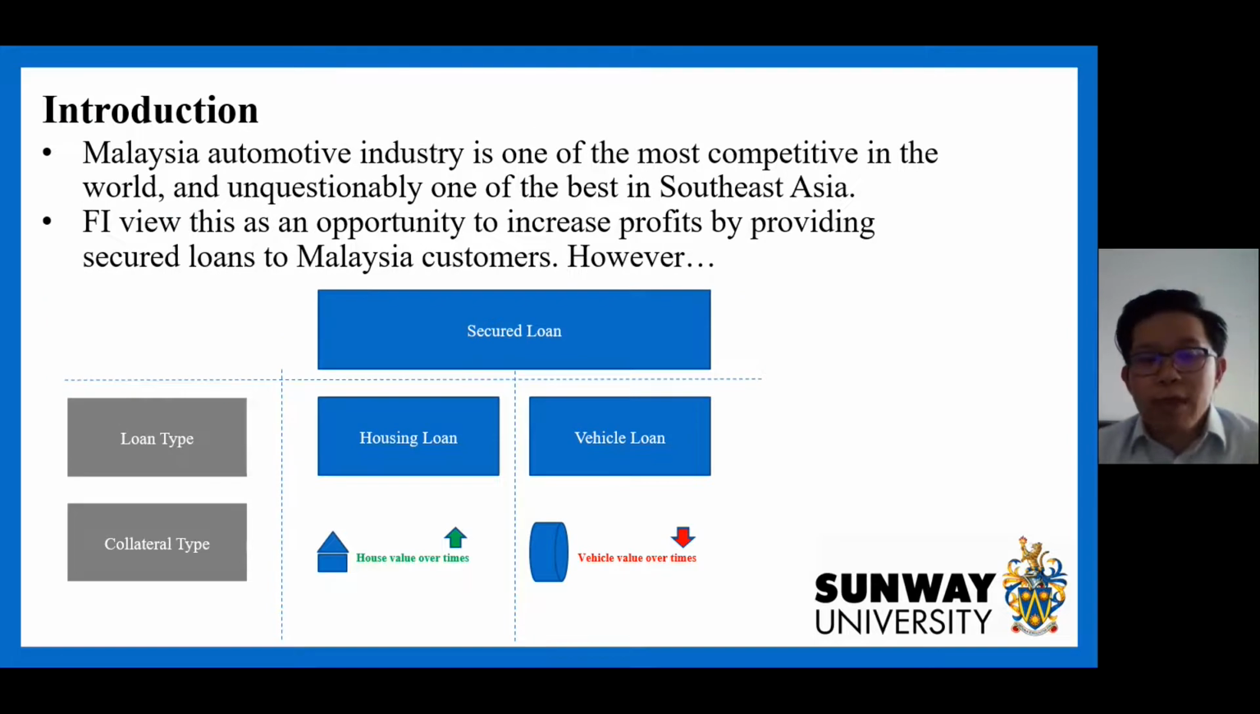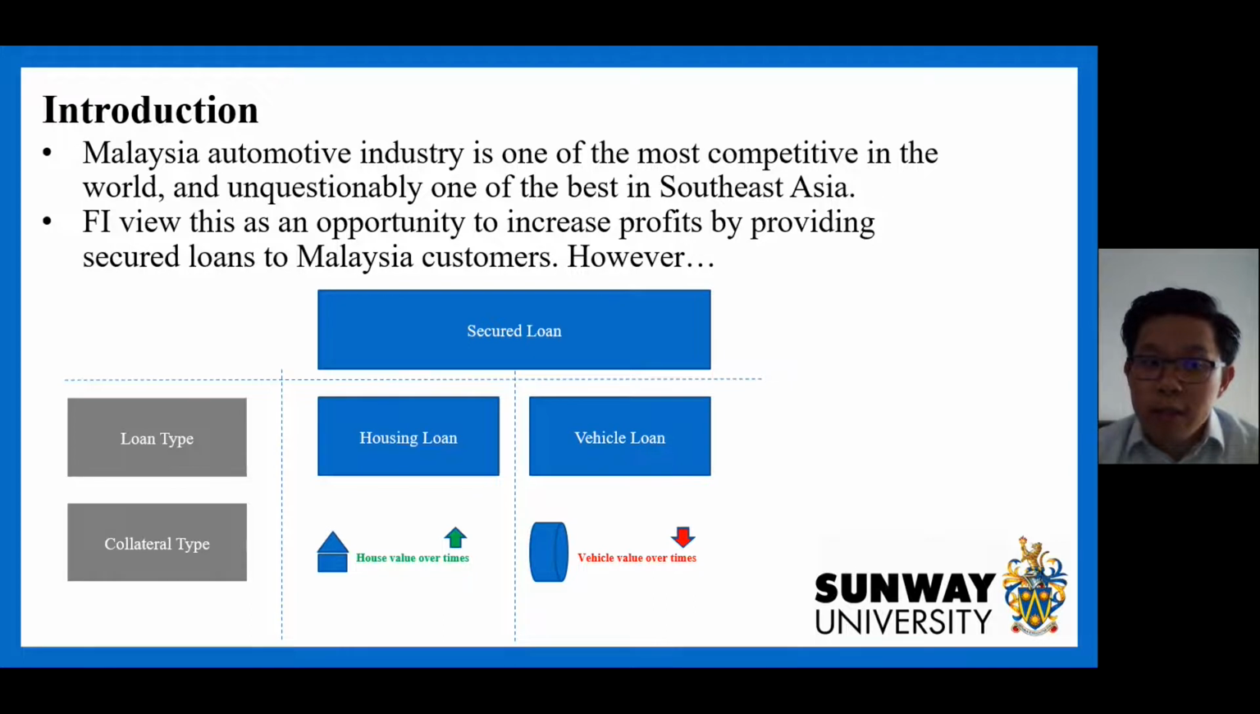So I would like to give a little background of why this topic is selected. The dashboard that we built is actually for vehicle portfolio management. Malaysia automotive industry is one of the most competitive in the world and certainly one of the best in Southeast Asia. I believe that most of us at some point of our life purchase a vehicle. In Malaysia, it's quite a common thing. Every adult has their own vehicle.